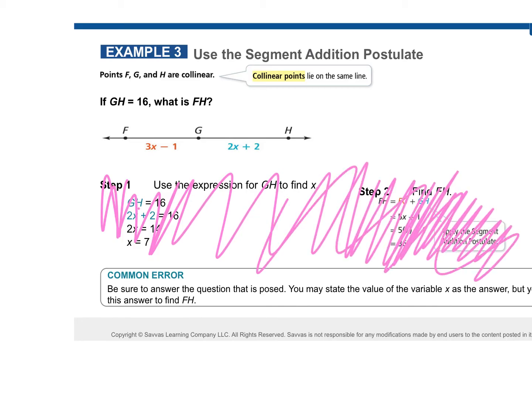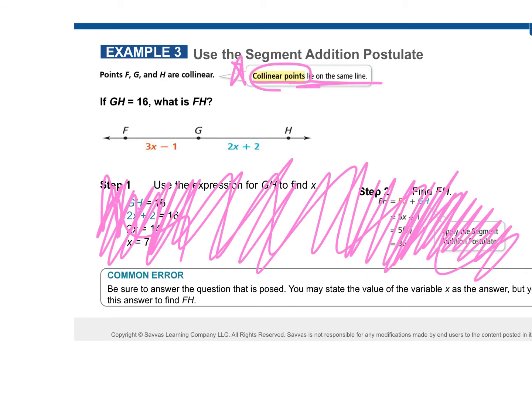Okay, I need to start making sure I write some of that out. All right, so let's think about this. Collinear points, first off, lie on the same line. That's one of your vocab words. So this says the first thing you should always do is label your picture.